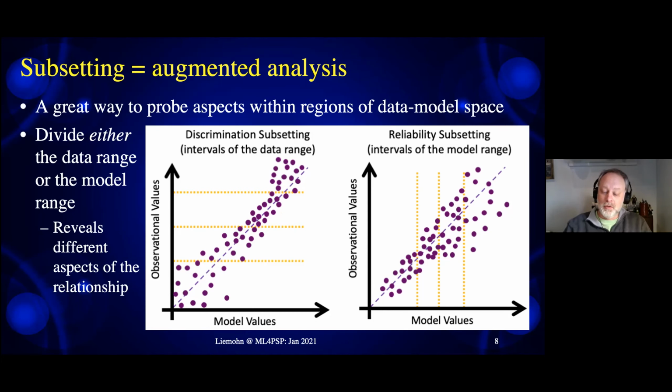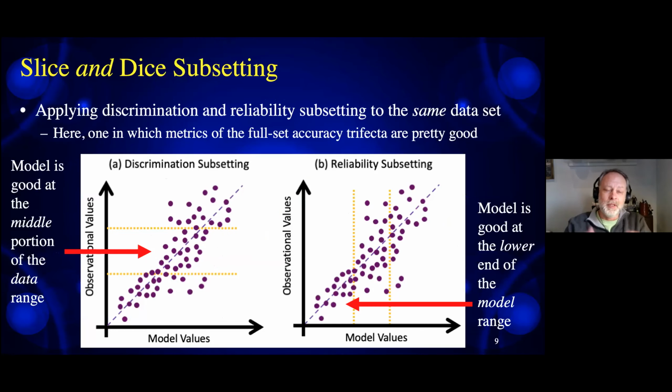And of course, you can use these two together, exactly the same data set in these two different plots. When you divide it up according to observational ranges in discrimination, you see that the middle section is good. When you divide it up into reliability subsetting along the model ranges, you see that it's the lower set that's good. Exactly the same purple dots of these two different things. So what does this say? It says that the model is good at low model values, but the model is also good at mid-range observational values. Exactly the same model. And that's something that you wouldn't have gotten if you just did a single calculation with a single accuracy metric.